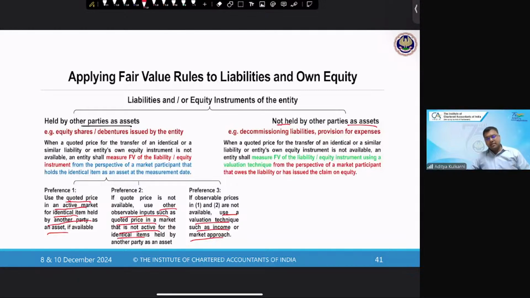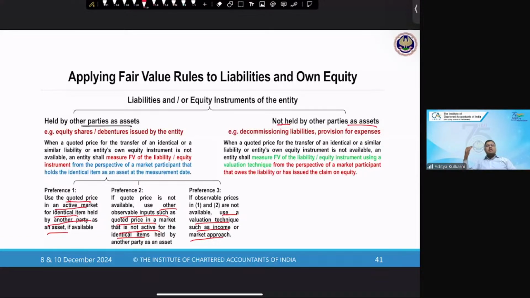Sir, in this preference to the not active, what is the meaning of not active? Not active. Okay. So quoted price is not available. Use other observable inputs such as quoted price in a market that is not active. So typically when we talk about a market that is not active, this could be within a restricted market.